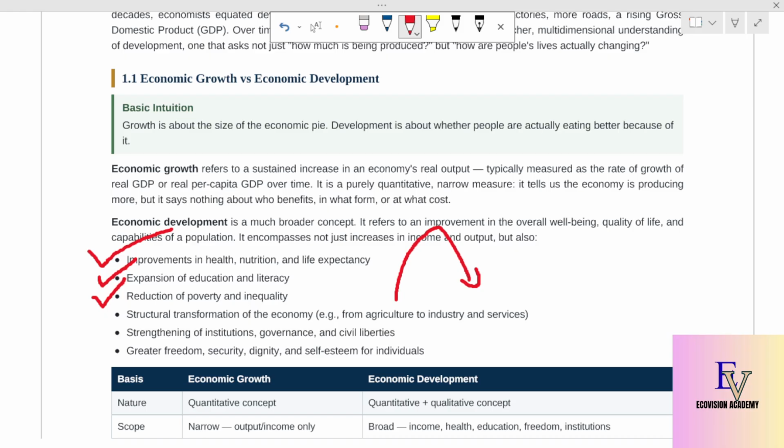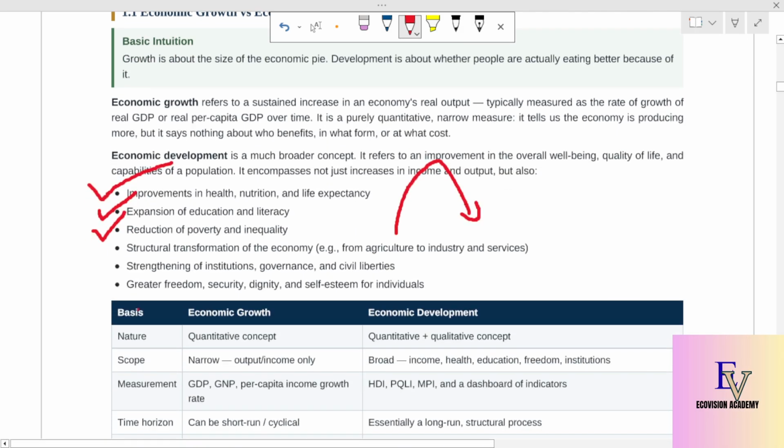But whenever a country is moving from the agricultural sector to the industry or service sector, the country is expanding in employment, and the country will expand in education, technology, etc. So whenever there is a structural transformation of the economy, we can say that we are going through development and the country is developing day by day.